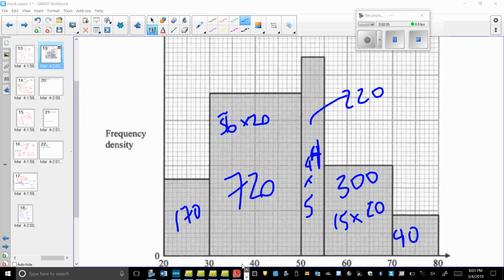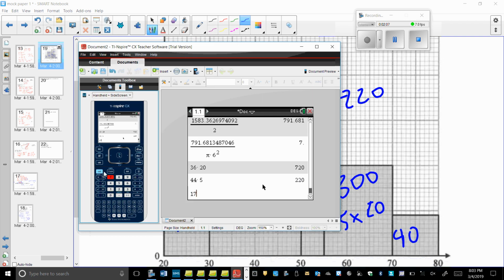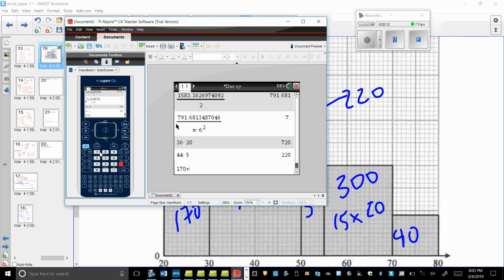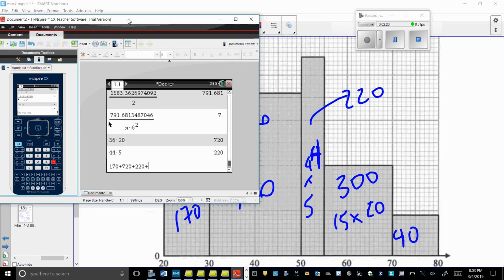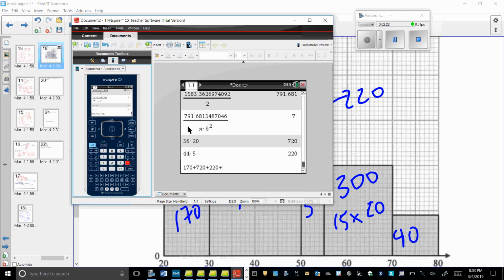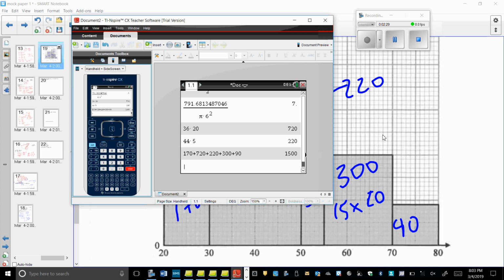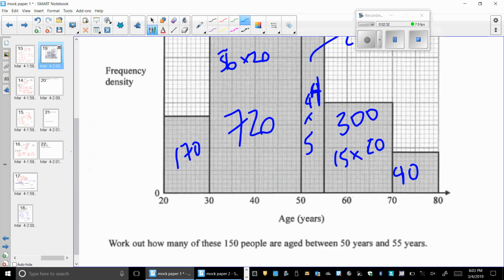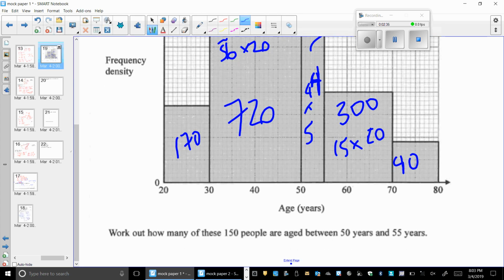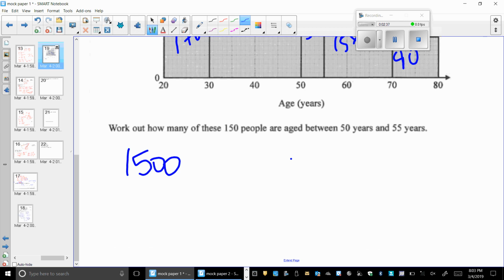So in total, we've got 170 plus 720 plus 220 plus 300 plus 90. So there's 1,500 squares. So 1,500 squares represents 150 people.